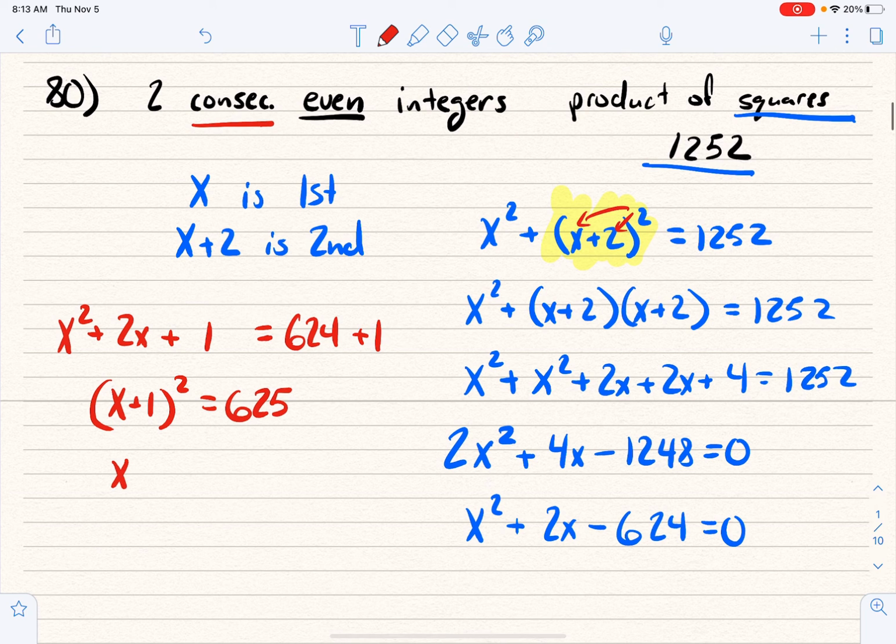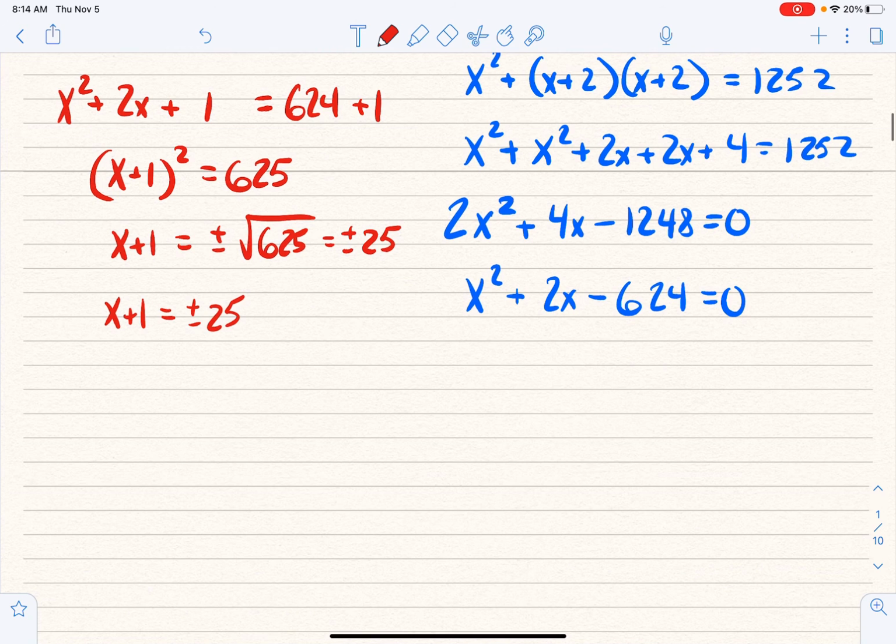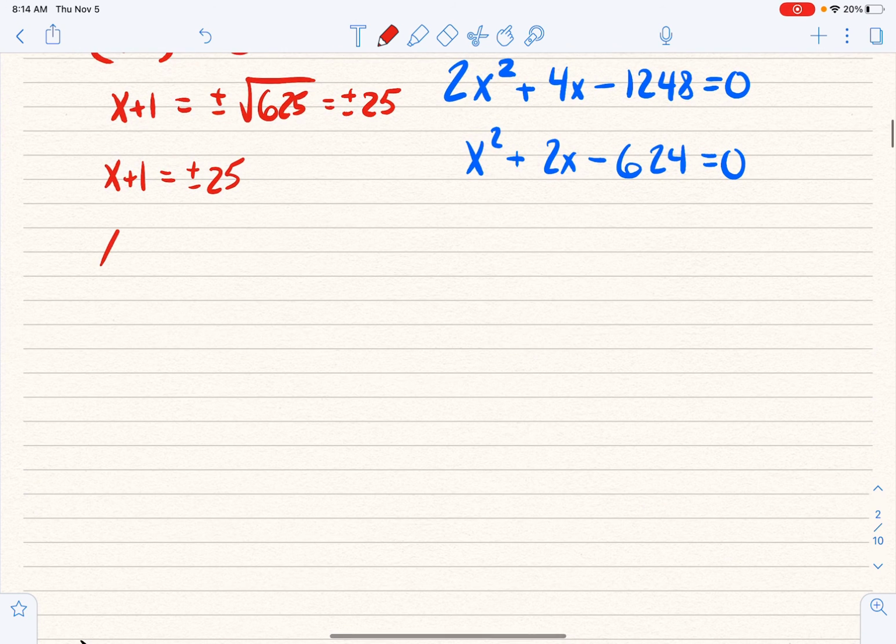I square root both sides. I get x plus 1 is equal to plus or minus the square root of 625, which is plus or minus 25. 25 times 25 is 625. So at this point, I get x plus 1 is equal to plus or minus 25. So that means I go ahead and subtract 1 from both sides. I get x is equal to 25 minus 1, or negative 25 minus 1. Okay, so 25 minus 1 would be 24, and negative 25 minus 1 would be negative 26.